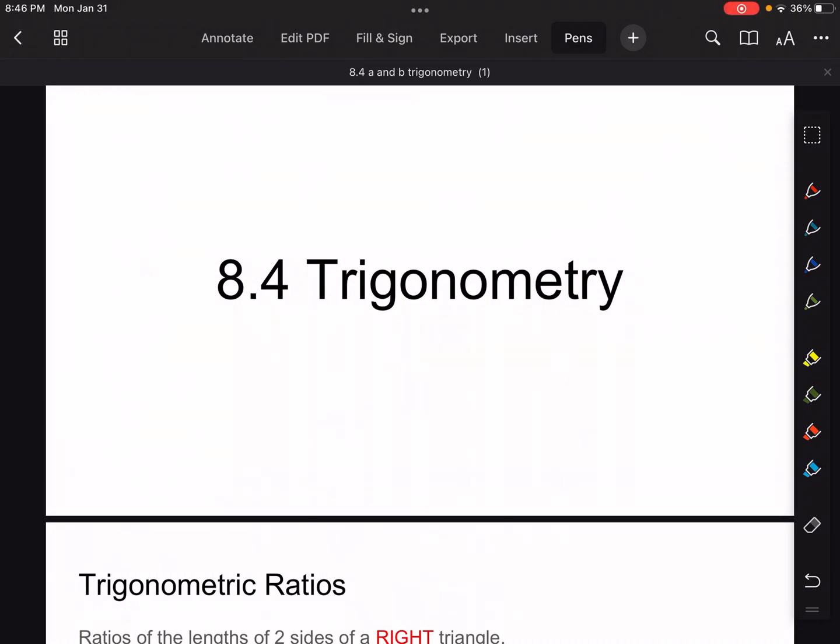All right, geometry, here we go. 8.4. This is probably one of my favorite lessons in geometry, just because I get into trigonometry and I think it's super fun, but hopefully you find it the same.